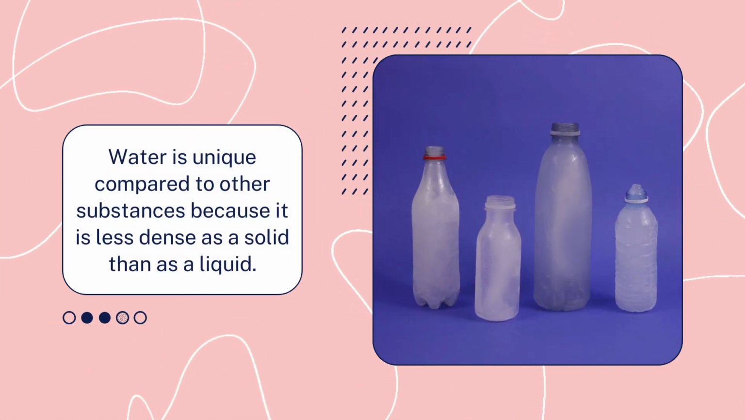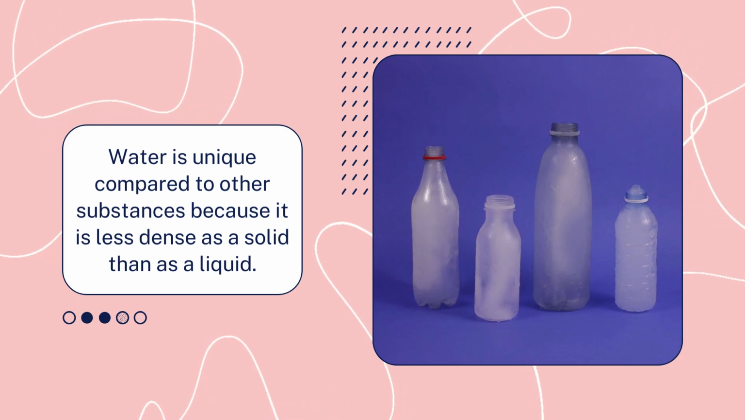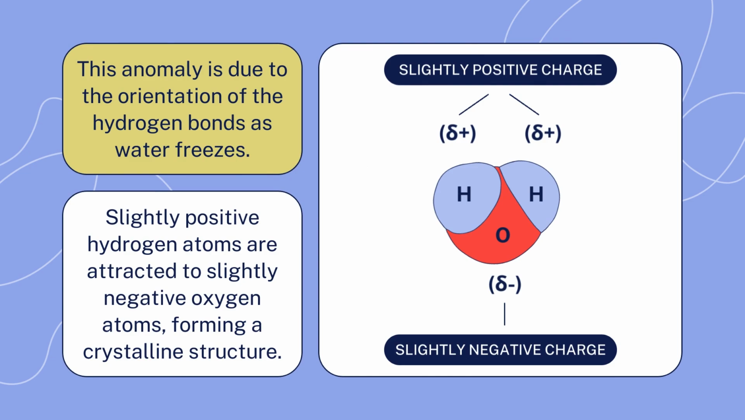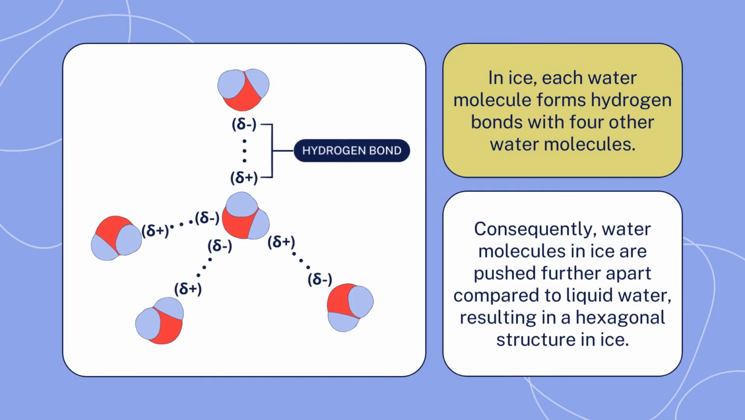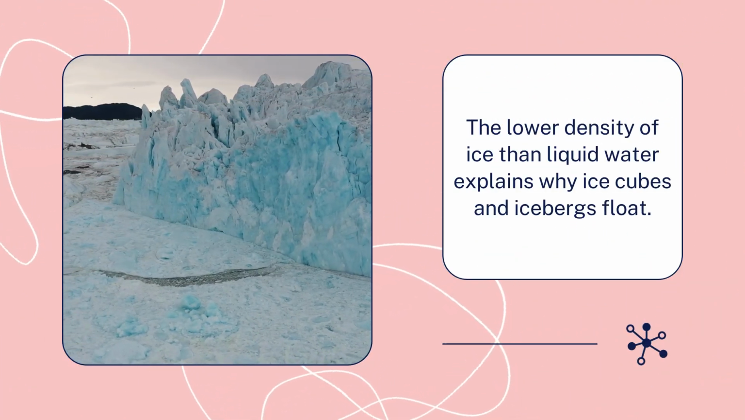Water is unique compared to other substances because it is less dense as a solid than as a liquid. This anomaly is due to the orientation of the hydrogen bonds as water freezes. Slightly positive hydrogen atoms are attracted to slightly negative oxygen atoms, forming a crystalline structure. In ice, each water molecule forms hydrogen bonds with 4 other water molecules. Consequently, water molecules in ice are pushed further apart compared to liquid water, resulting in a hexagonal structure in ice. The lower density of ice than liquid water explains why ice cubes and icebergs float.